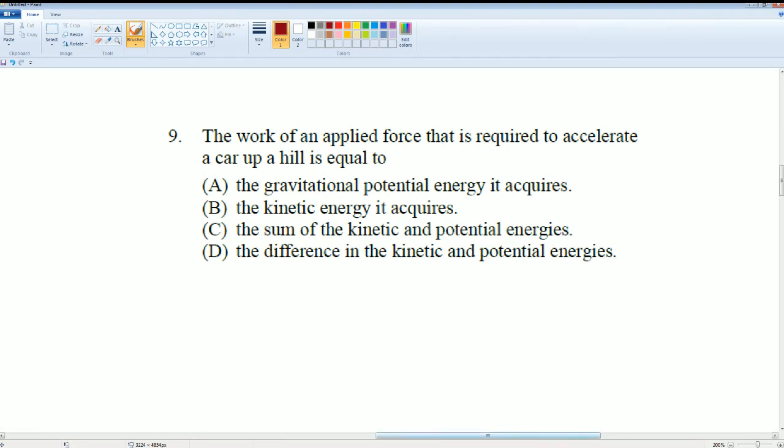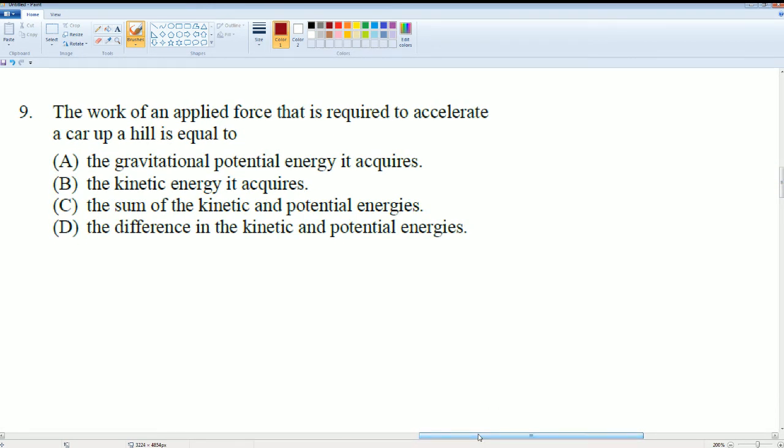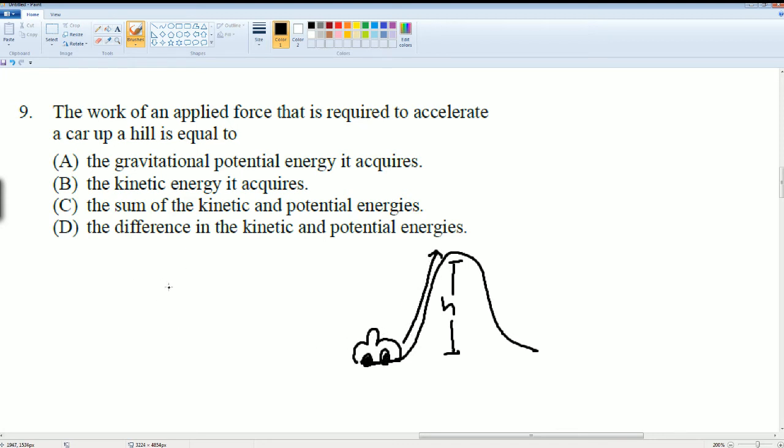9. The work of an applied force that is required to accelerate a car up a hill is equal to, okay, let me show you here. All right. Here we have a hill, and the hill has a height. And right here we have a car. The accelerating doesn't mean anything. Well, it means there's a force, but here's the car. That's a pretty good car. And we want the car to go up here. Okay? And we want to look at the work. We know that work is equal to what? Force times delta x. What is the delta x in this case? Technically, we always think about delta x as what?